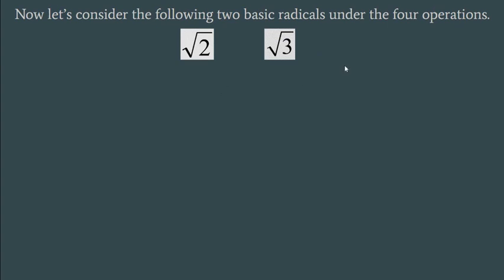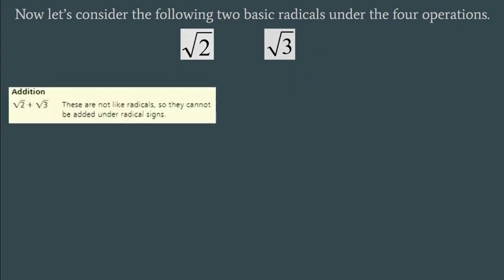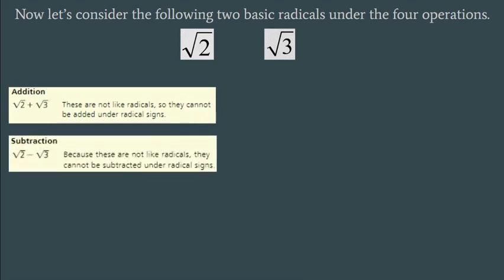So let's look at these 2 basic radicals and the 4 operations that we're going to work with. If we ask you to add the square root of 2 and the square root of 3, unfortunately, you wouldn't be able to do it. They are not like radicals because they're not like terms. So you can never put like terms together. For instance, if I ask you to add 4 plus x, you can't put it together because they're not like terms. The same thing goes with subtraction.